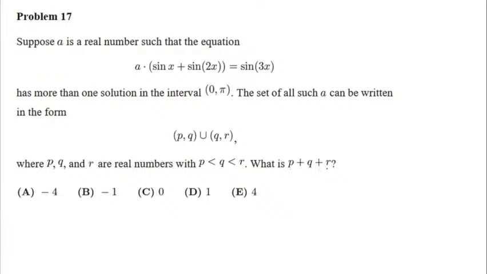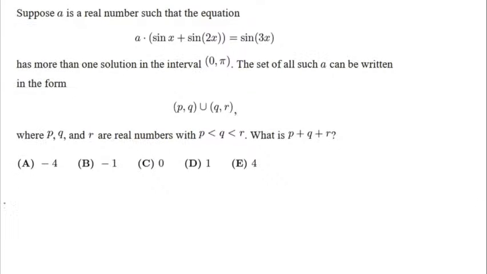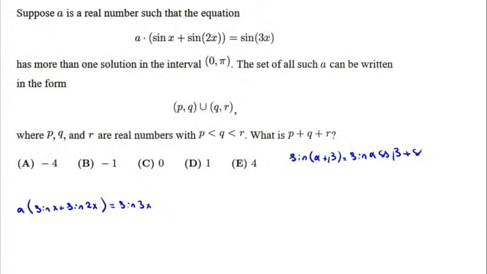Okay, so let's focus first on our main equation. A times sine x plus sine 2x equals sine 3x. We have two important formulas. You should memorize them. So much basic. Sine of alpha plus beta equals sine alpha cos beta plus cos alpha sine beta.